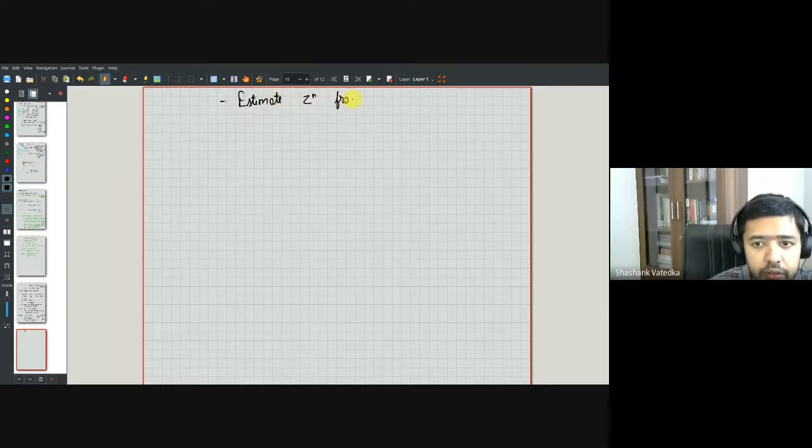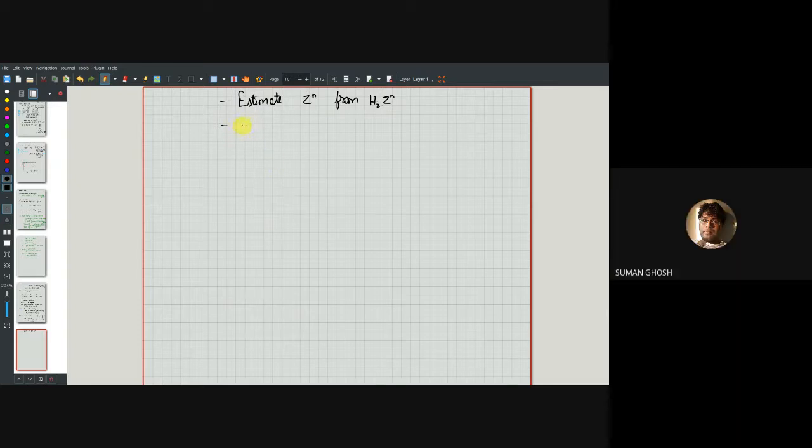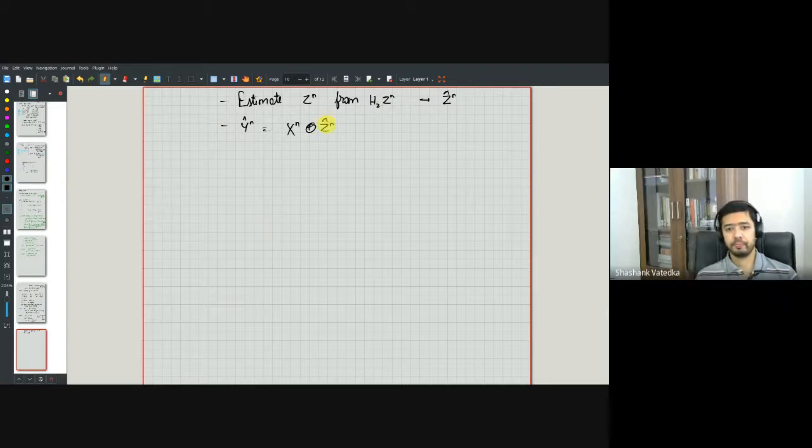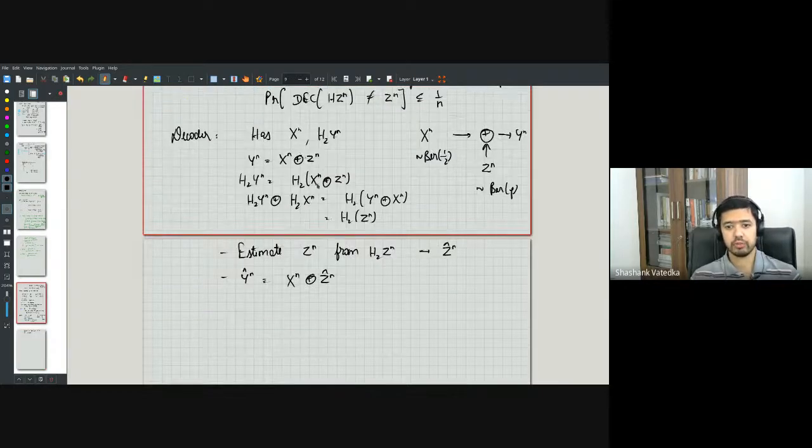Estimate zn from h2 of zn, and then you just do xn plus zn. Let's call this estimate zn hat. So the estimate of yn will simply be xn plus zn hat. So this is one way of recovering xn and yn.